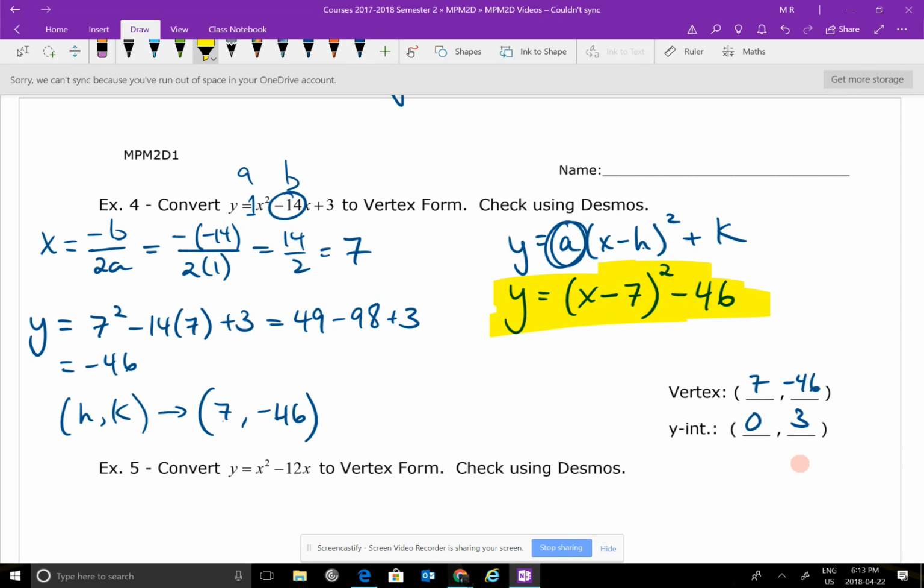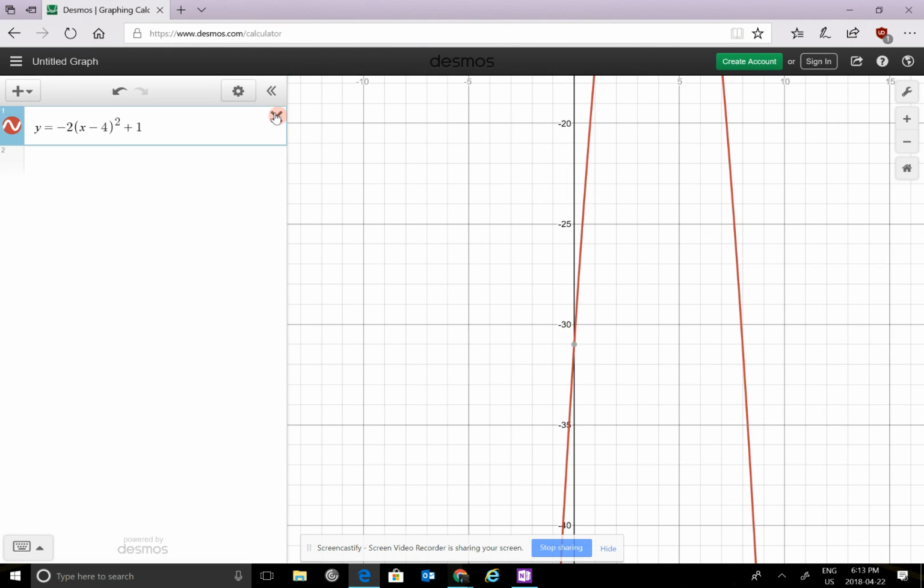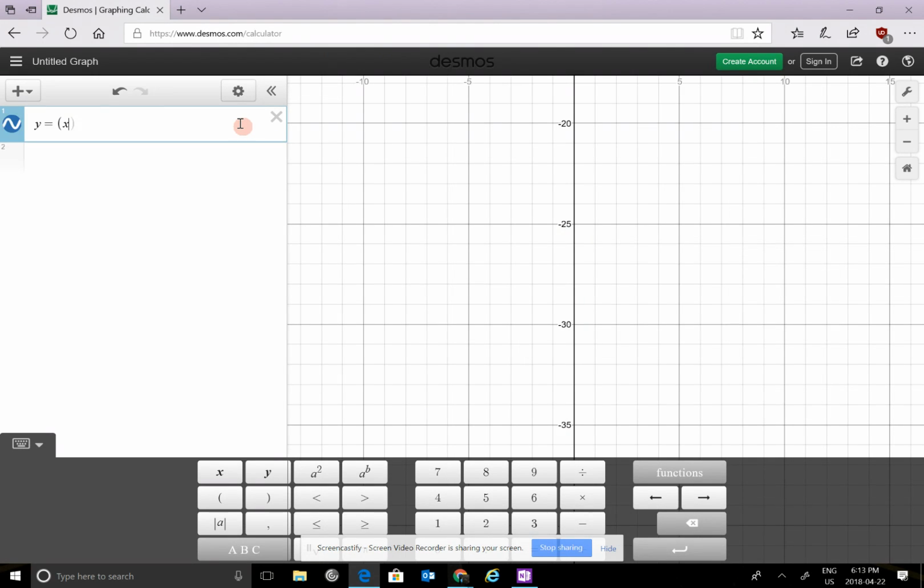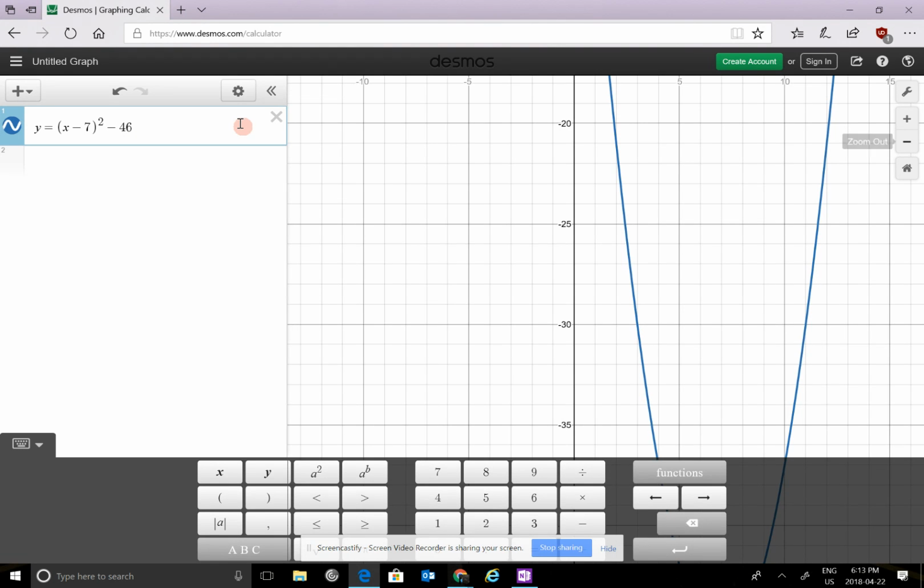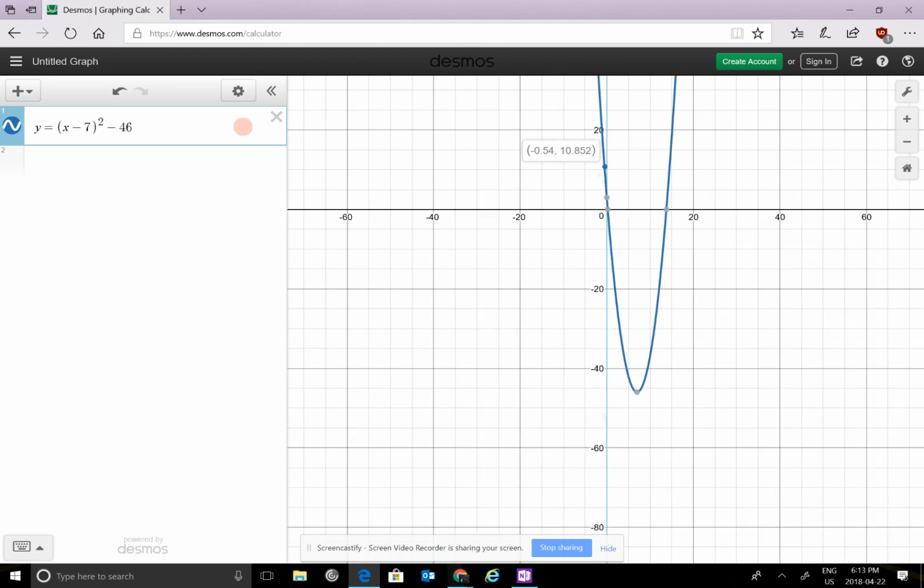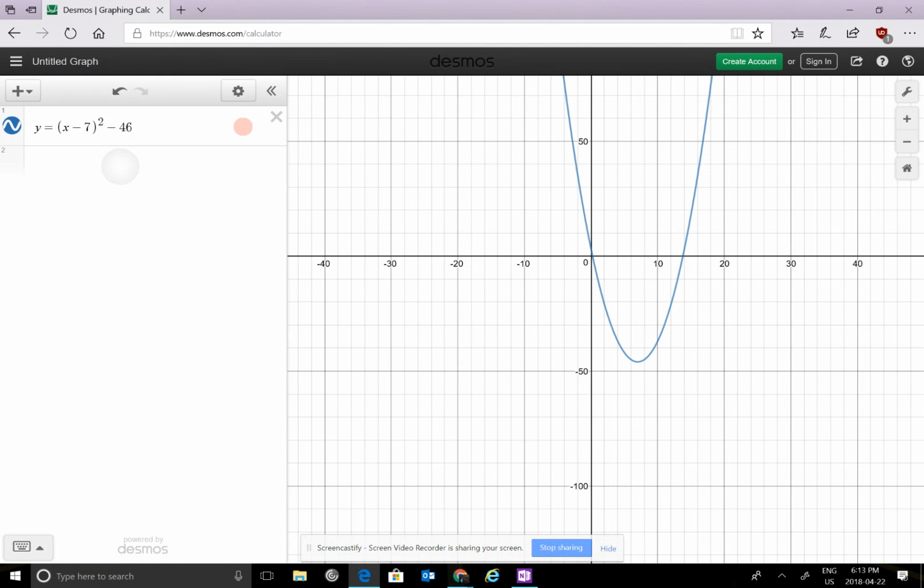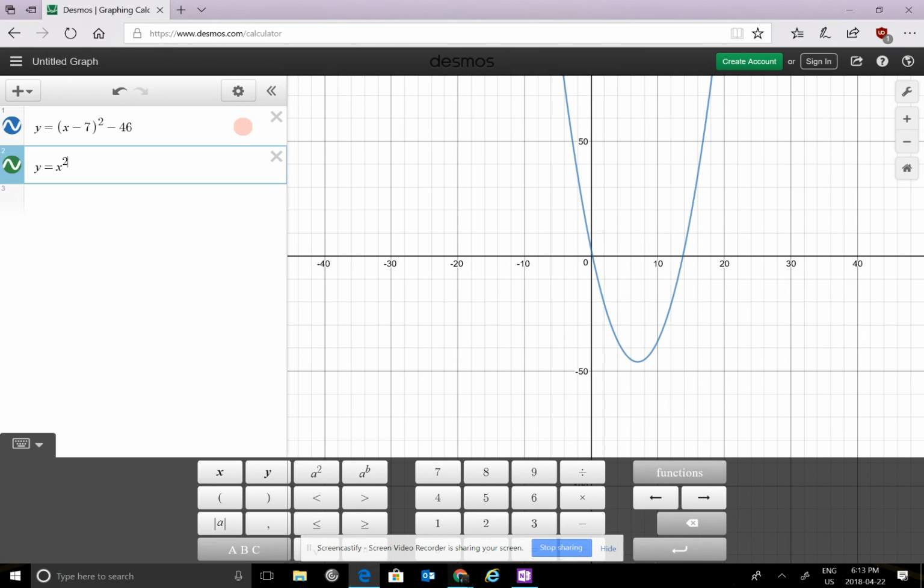Now let's plot that just to verify that this is true. So I'm going to go back to Desmos. So write y equals x minus 7 squared minus 46. Zoom out a little bit so we can see that graph better. And now I'm going to plot the standard form given to us in the problem, y equals x squared minus 14x plus 3. And you can see the two graphs line up. These are equivalent quadratic equations.